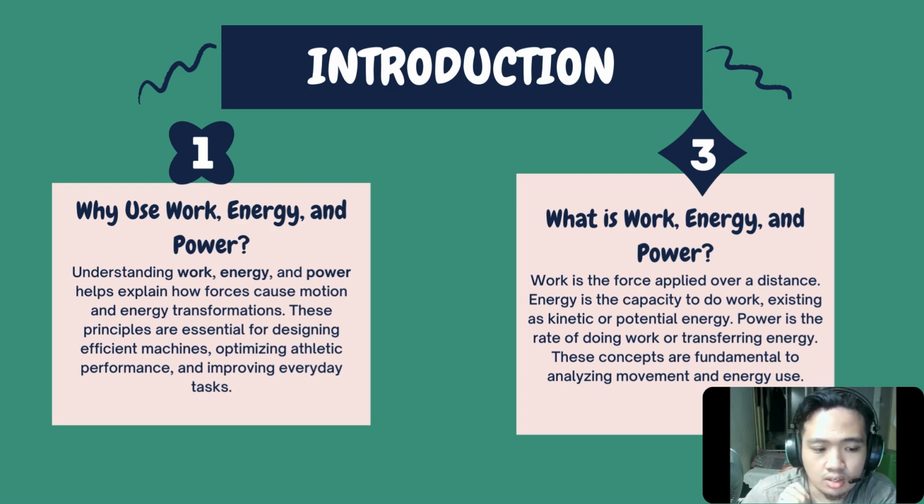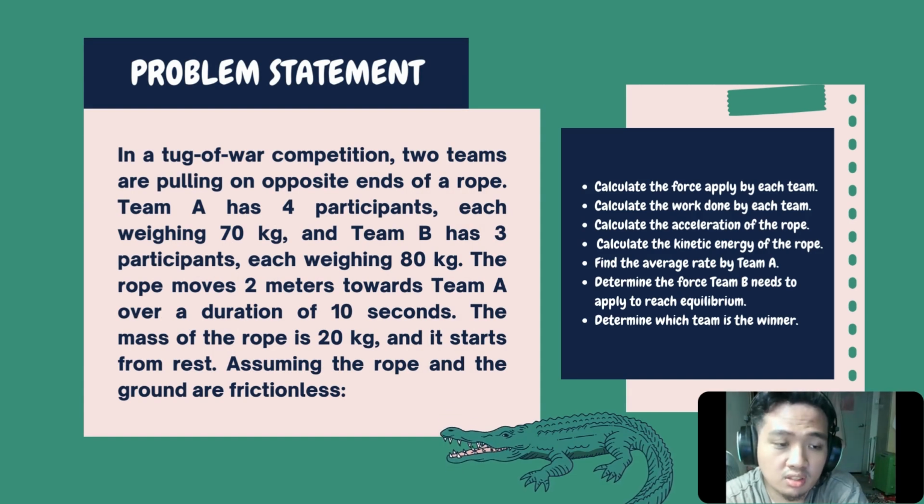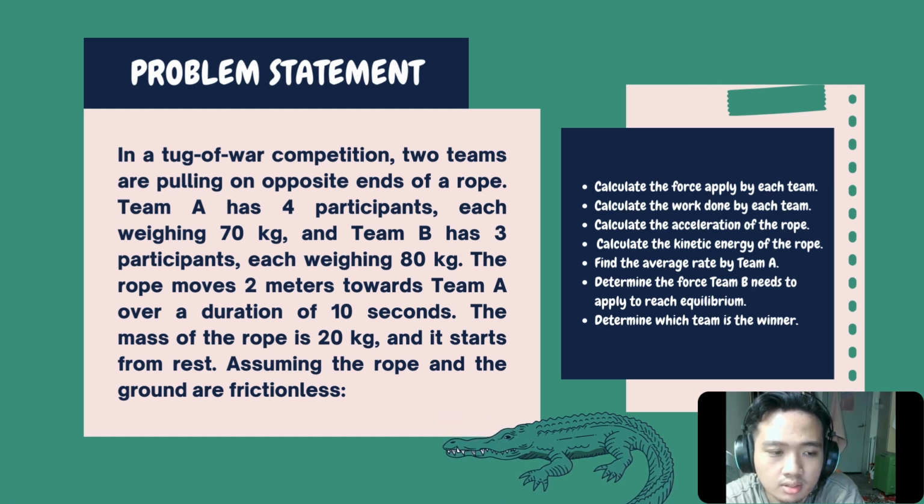And for the next part, I will talk about the problem statement. The problem statement for this presentation is a tug of war competition. There are two teams pulling on opposite ends of a rope. Team A has 4 participants, each weighing 70 kg, and Team B has 3 participants, each weighing 80 kg. The rope moves 2 meters towards Team A over a duration of 10 seconds. The mass of the rope is 20 kg, and it starts from rest, and we can assume the rope and the ground are frictionless.